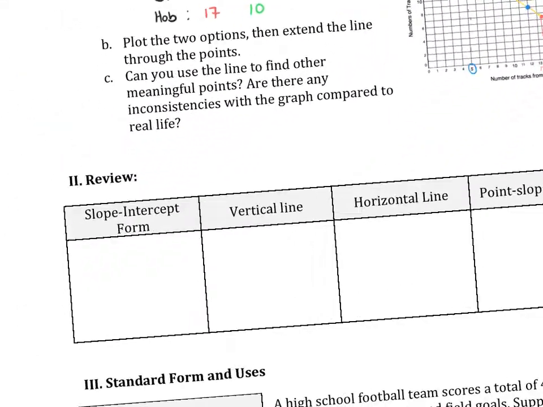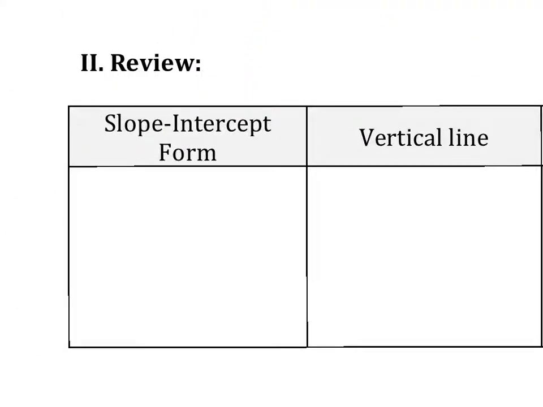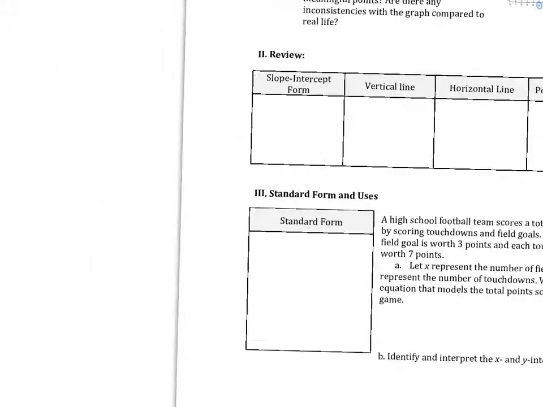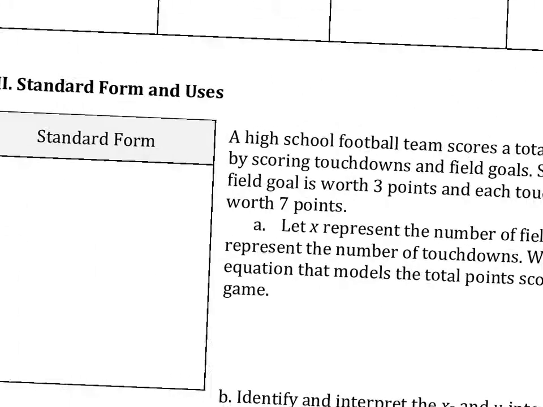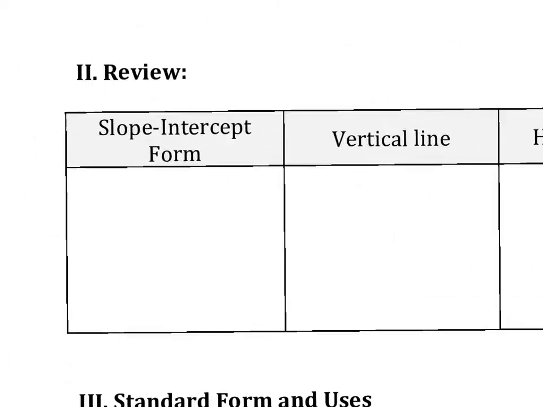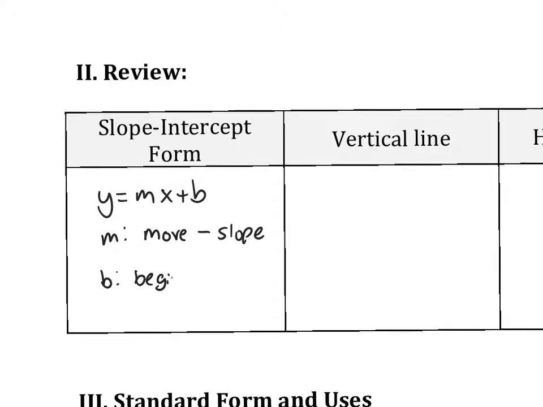So we're going to spend some time doing some review. Then we'll introduce the next topic of standard form and how it's used. So first off, slope-intercept form looks like this: y equals mx plus b. And m, when I'm graphing it, tells me how to move, and that's my slope. B tells me where to begin on the y-axis, and that's my y-intercept.